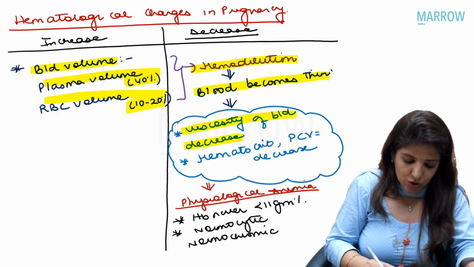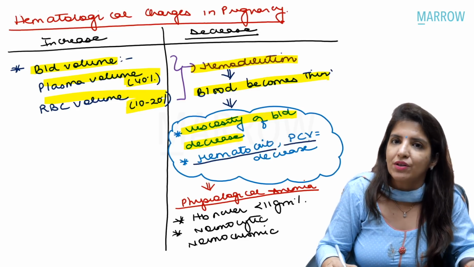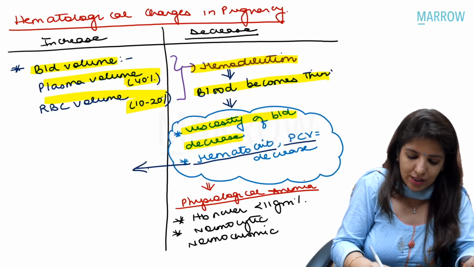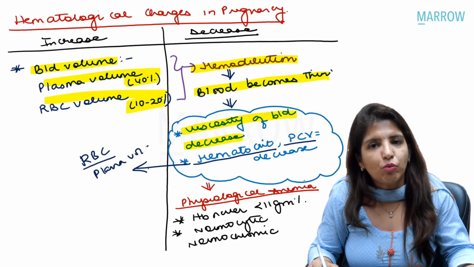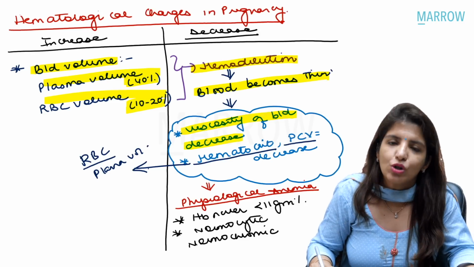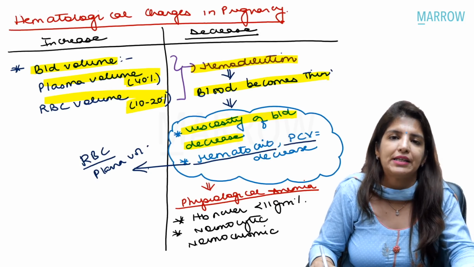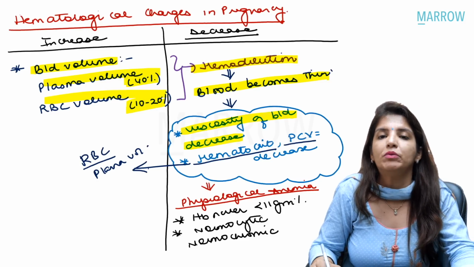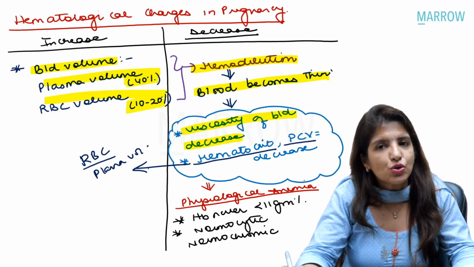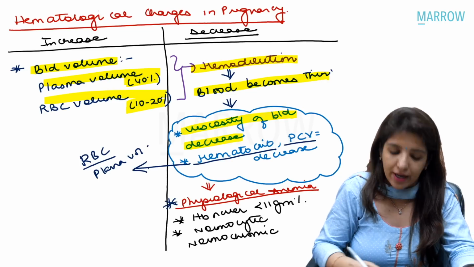So, we can also say that the blood viscosity decreases in pregnancy. Not only does the blood viscosity decrease, hematocrit or packed cell volume also decreases in pregnancy. What is hematocrit? Hematocrit is the RBC volume upon the plasma volume. RBC volume is increasing and plasma volume is also increasing in pregnancy, but the increase in the denominator is much more than the increase in the numerator. That is why we say that hematocrit or the packed cell volume decreases during pregnancy. Because of this decrease in hematocrit, because of hemodilution, there is physiological anemia in pregnancy.